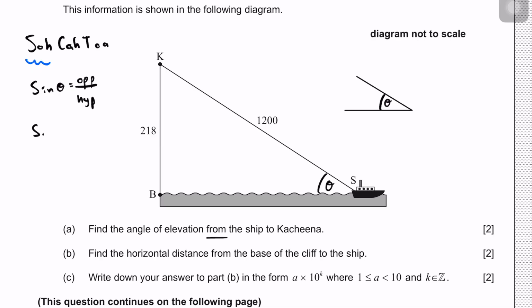In this case, we don't know what theta is, but we know the opposite is 218 and the hypotenuse is 1200. Now we can go ahead and isolate theta by writing the inverse of sine. But we can also, if we want, just N-solve this right here. Either of those should work. So let's go to the calculator and find out this value.